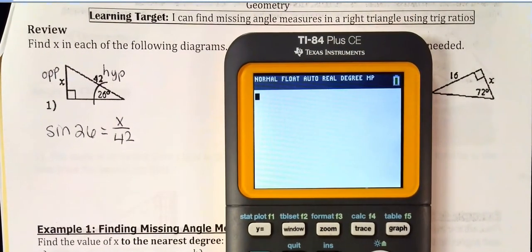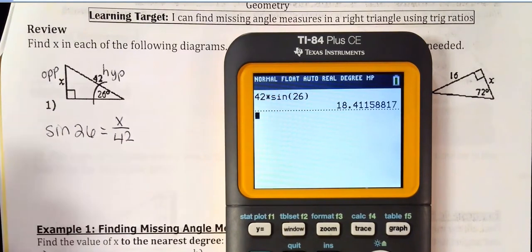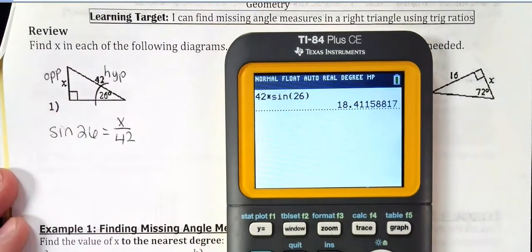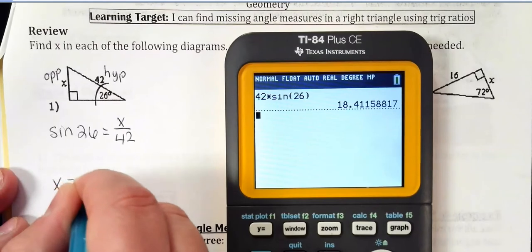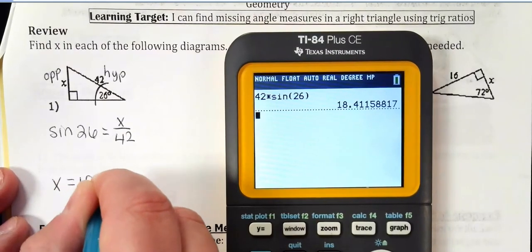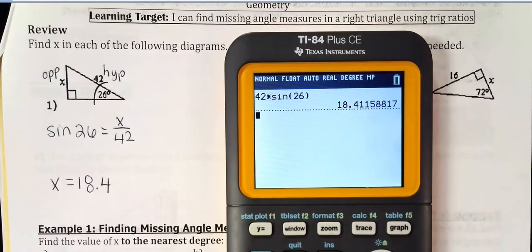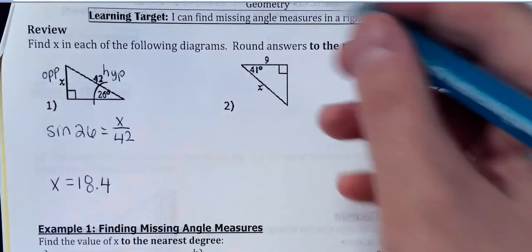And I'm just using my graphing calculator here because it shows up a little bit better on the screen, but you can obviously use a scientific calculator to do this too. So just doing 42 multiplied by both sides to get that out of the denominator, and what I'm going to end up with is x is going to be, to the nearest tenth, is what it says in the directions, 18.4.